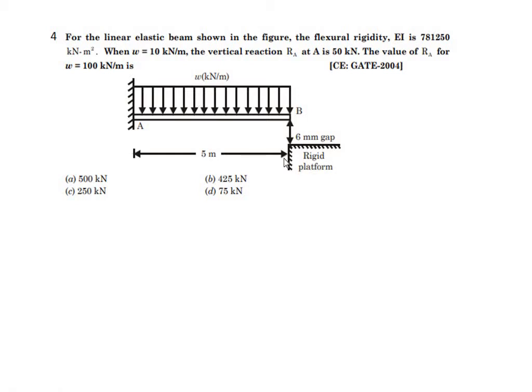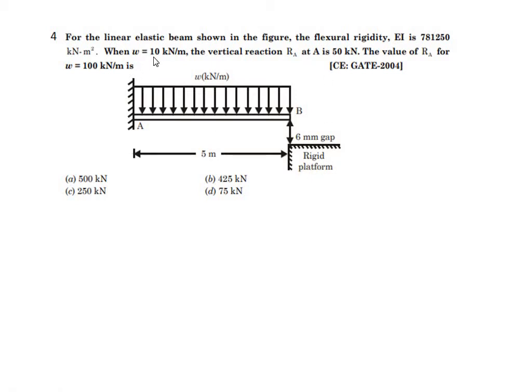Now see here, at the right end, at the point B, we have a gap of 6 mm. So the right end is allowed to deflect by a maximum distance of 6 mm. Above that it will be restricted. Let's see the cases one by one.